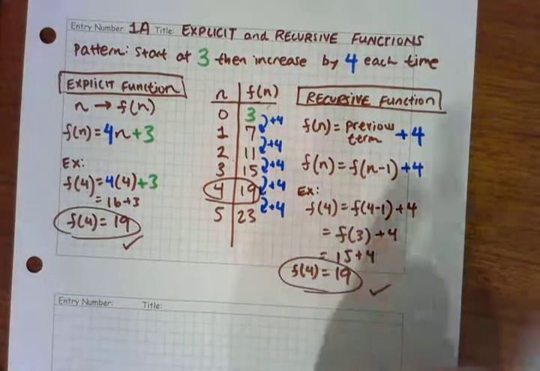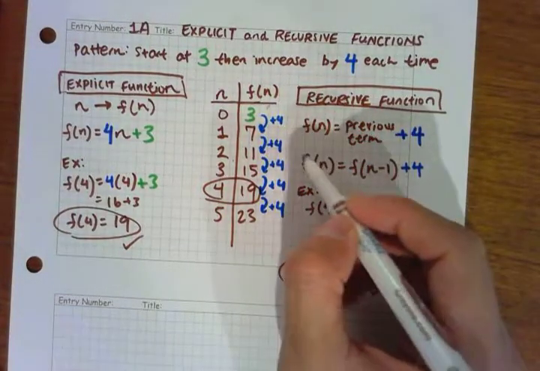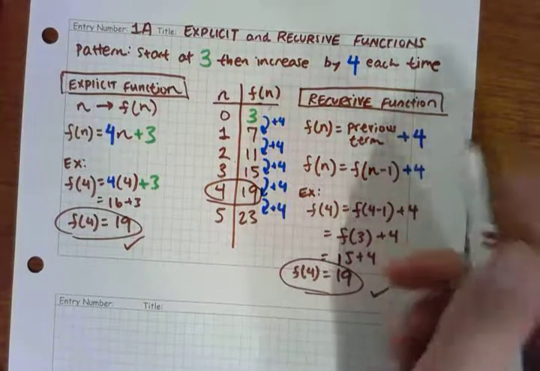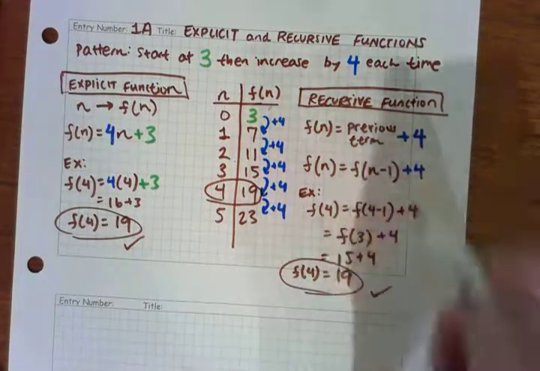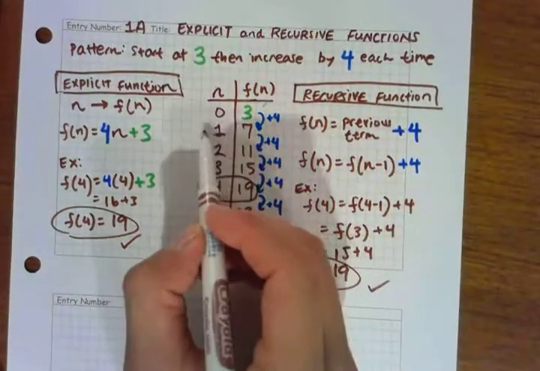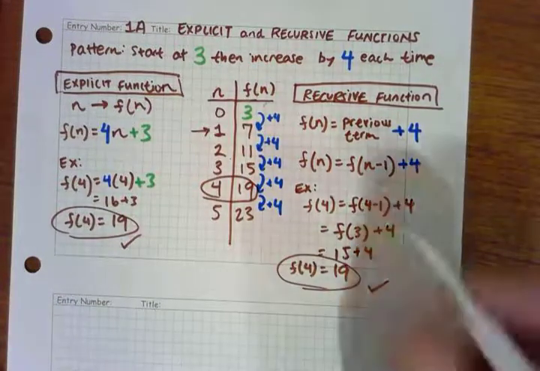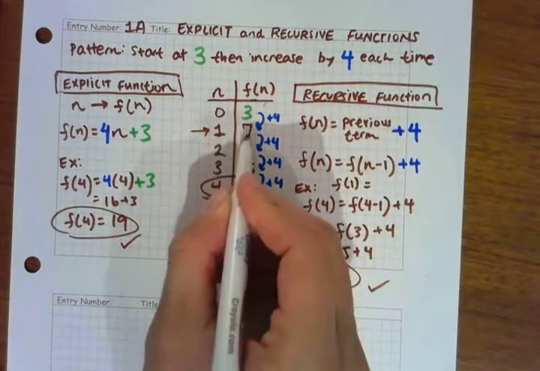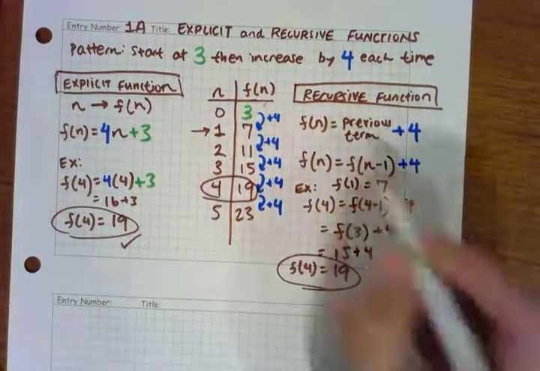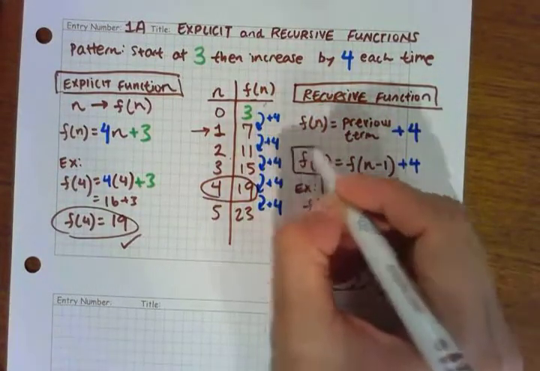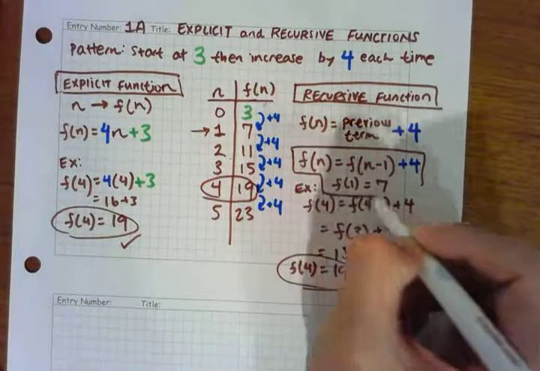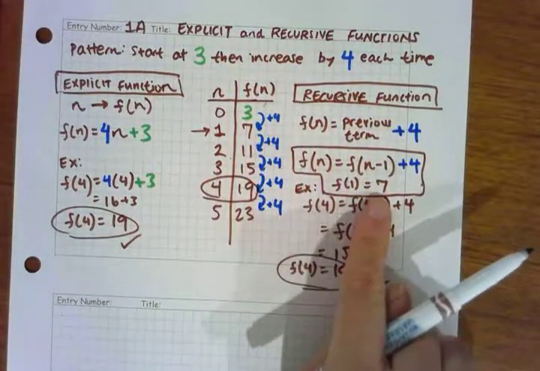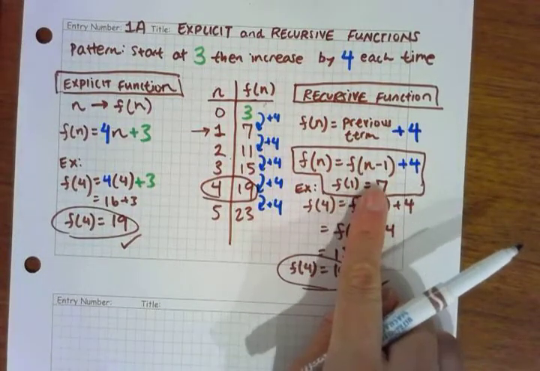The last thing that we have to do for a recursive function is, once we've written it out like this, we also have to say what is the first term, so when n is equal to 1. So we would say, when f of 1 starts at 7. So this is how we would fully write out this pattern in recursive function notation.